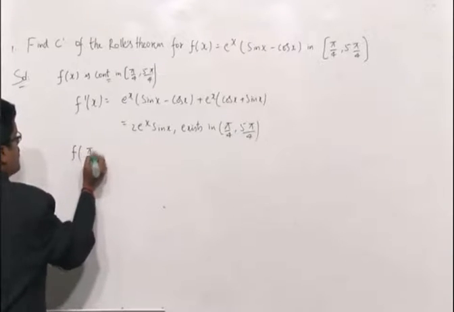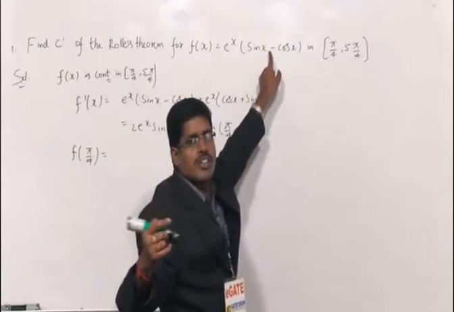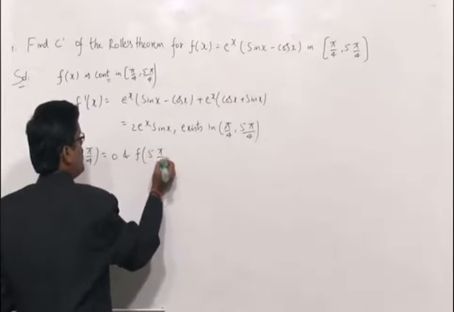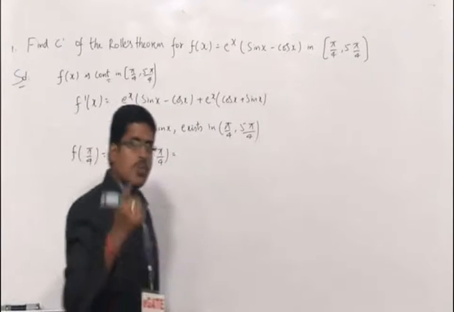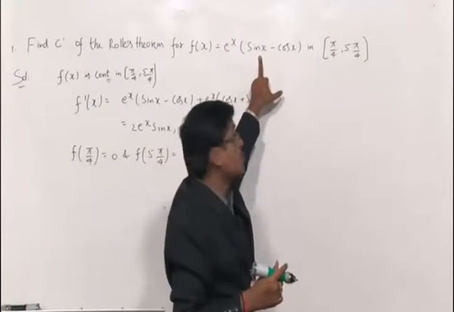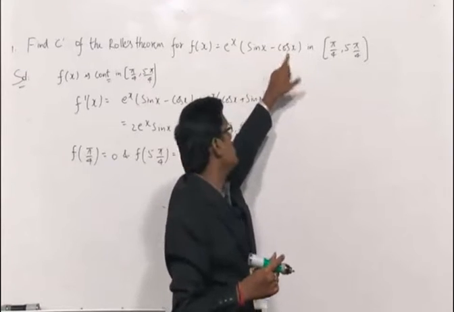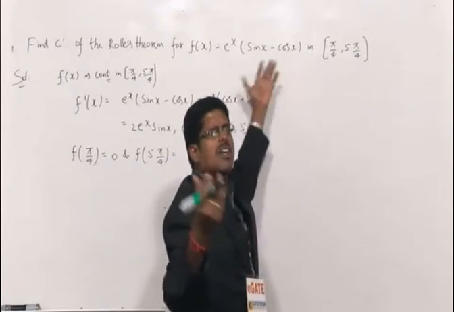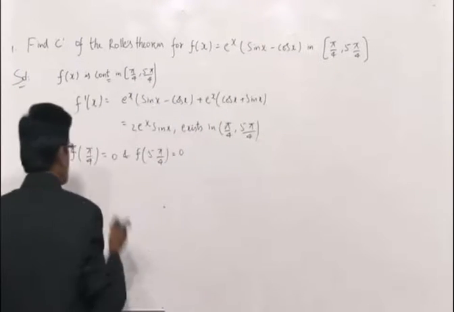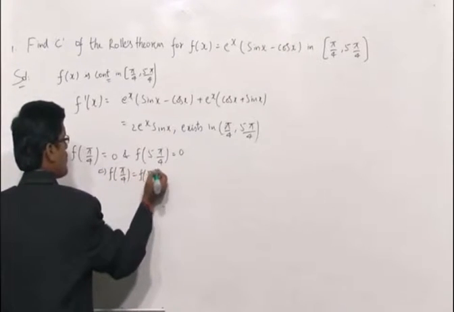Okay. Next. f(a) is equal to f(b). That is f of π/4. Sin 45, cos 45 both are equal. So, sin 45 minus cos 45 is equal to 0. And f of 5π/4. 5π/4 means 225 degrees, means third quadrant. In the third quadrant, sin 5π/4 is minus 1 by root 2. Cos 225 degrees is minus 1 by root 2. So, this becomes minus 1 by root 2 plus 1 by root 2, which is 0. This is also 0. Look at your trigonometric formulas. So, f of π/4 is equal to f of 5π/4.